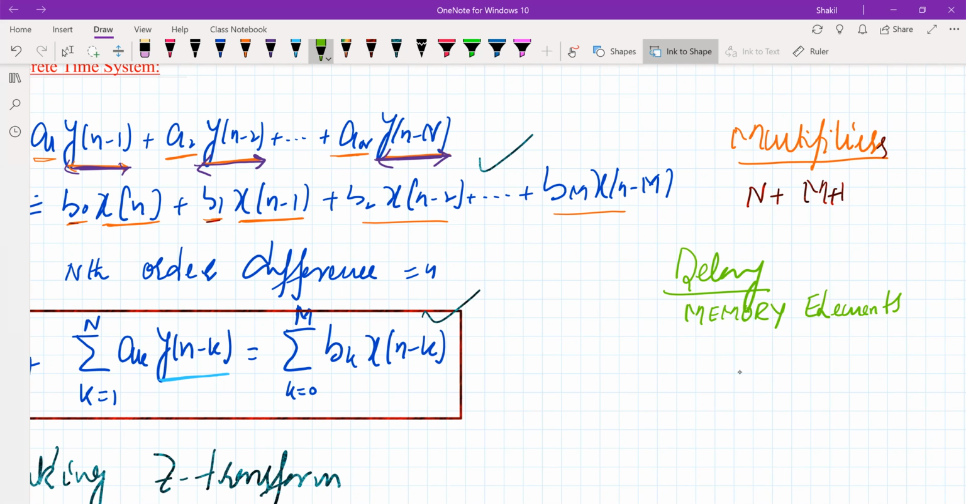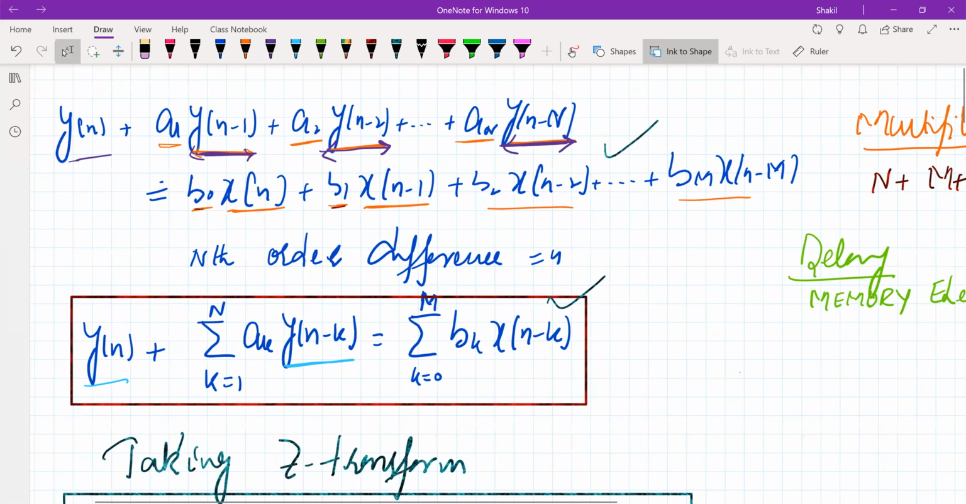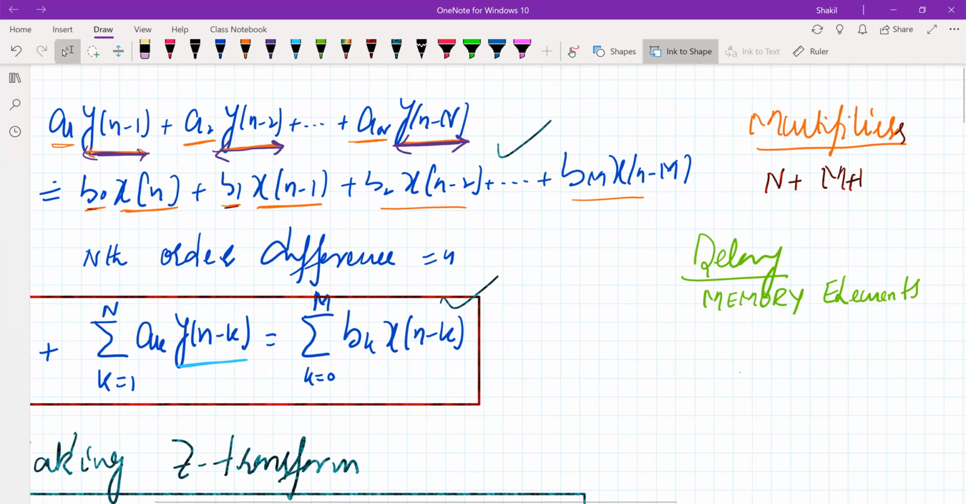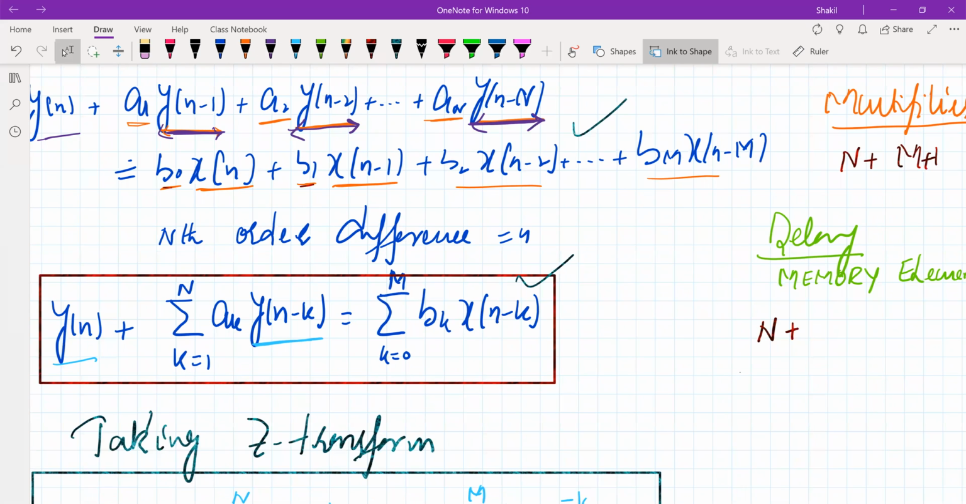Right? So we require delay elements. So how many delay elements or memory elements are required here? 1, 2, so on up to m. So m plus what are the memory elements to store the previous input? 1, 2, so on up to m. So m plus m memory elements are required.